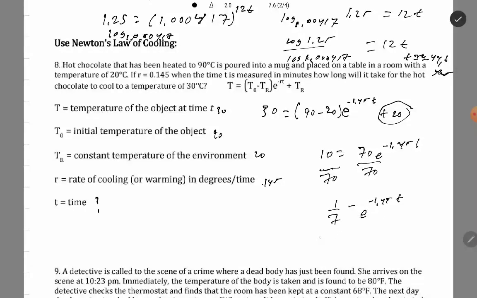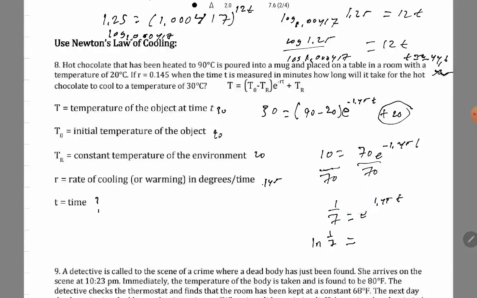Take the natural log of both sides. So you have the natural log of 1/7 equals negative 0.145 t. Divide by that, and we'll get t is... oh, this is in minutes. 13.42 minutes.